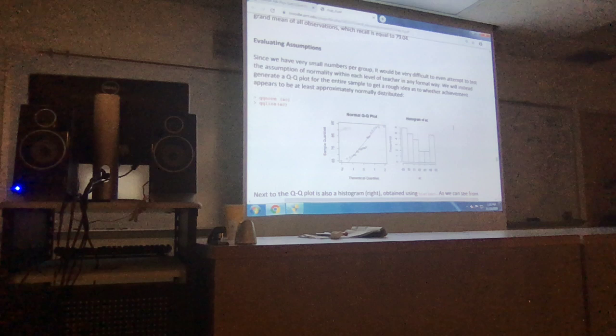ANOVA is relatively robust to violations of normality. What do we mean by robust? You can still do the ANOVA even if you don't have perfect normality, because you're never going to have perfect normality, so just run the test. Now, if your distributions are really, really ugly, then you may want to stop and look at things a little bit closer.